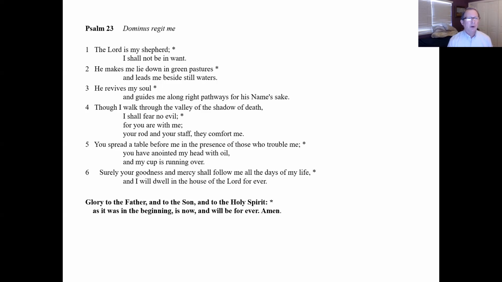The Lord is my shepherd, I shall not be in want. He makes me lie down in green pastures and leads me beside still waters. He revives my soul and guides me along right pathways for his name's sake. Though I walk through the valley of the shadow of death, I shall fear no evil, for you are with me, your rod and your staff, they comfort me. You spread a table before me in the presence of those who trouble me. You have anointed my head with oil, and my cup is running over. Surely your goodness and mercy shall follow me all the days of my life, and I will dwell in the house of the Lord forever.